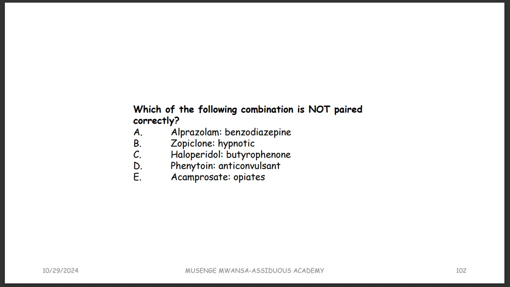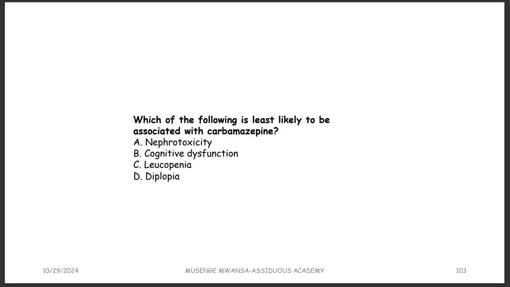Which of the following combinations is not paired correctly? Now, for this question, there are anticonvulsants here, hypnotics are not really part of this topic. Benzodiazepines you are supposed to understand more when it comes to insomnia. But then we talked about carbamazepine here, and we just mentioned it can be used in bipolar disorder.